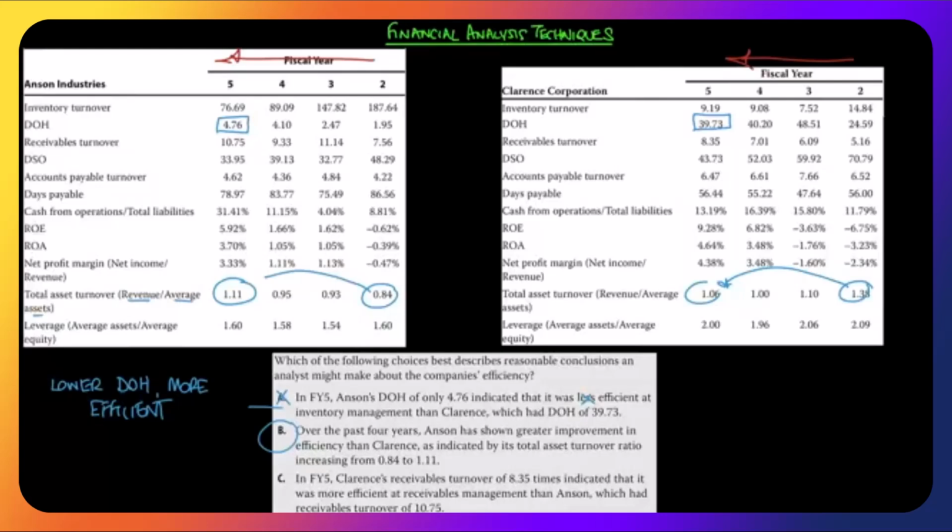Let's check out C. In FY5, Clarence's receivables turnover of 8.35 times.